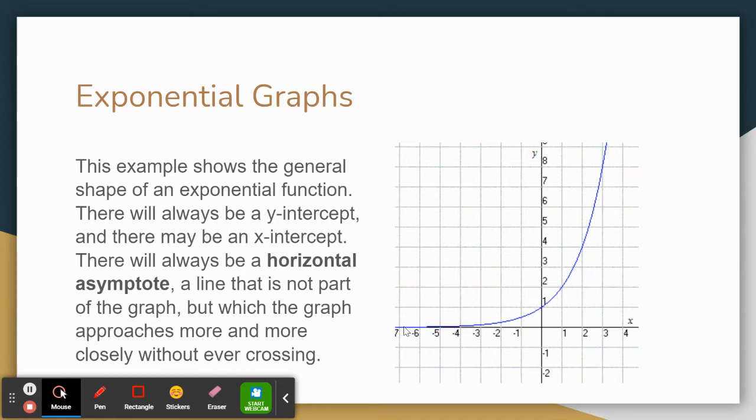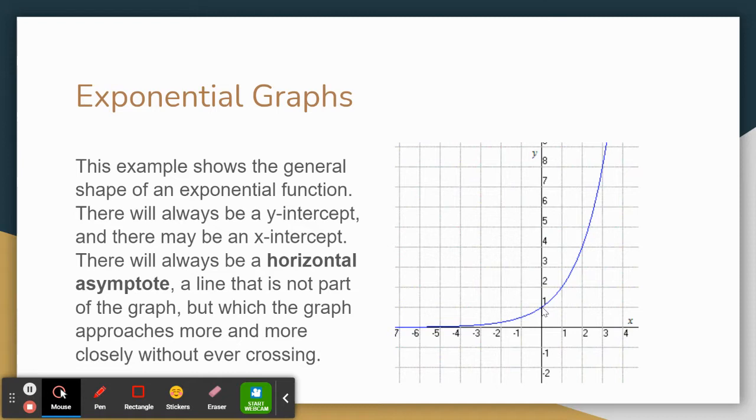Notice, going from left to right, our graph is increasing. So this would be an example of exponential growth. And like I said before, there will always be a y-intercept, and the y-intercept here is 1. And just in case you forgot the definition, a y-intercept is a point where the graph crosses the y-axis, and it crosses our y-axis here at 1.